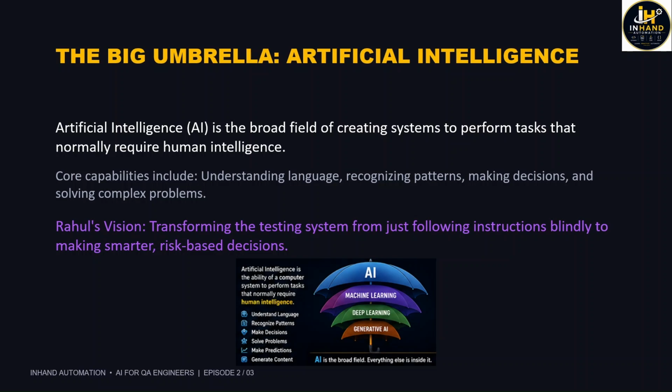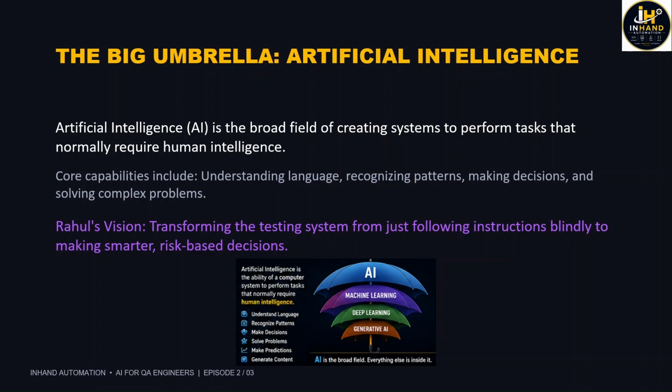So let's forget software testing for a moment. Imagine I create a computer system and I want this system to perform some task that normally requires some level of human intelligence. For example, understanding language, recognizing patterns, making some decision, or generating some information. So the broad field of creating systems with this kind of capabilities is called artificial intelligence.